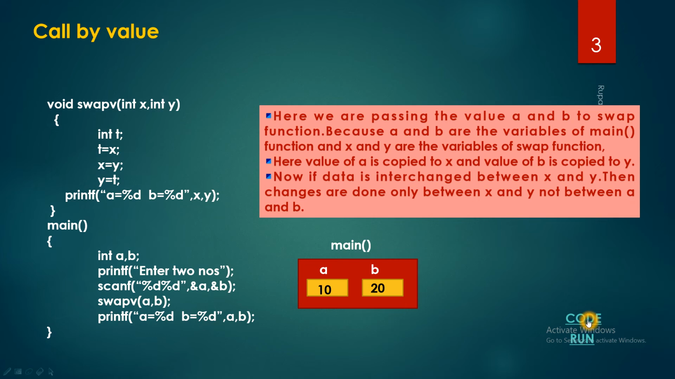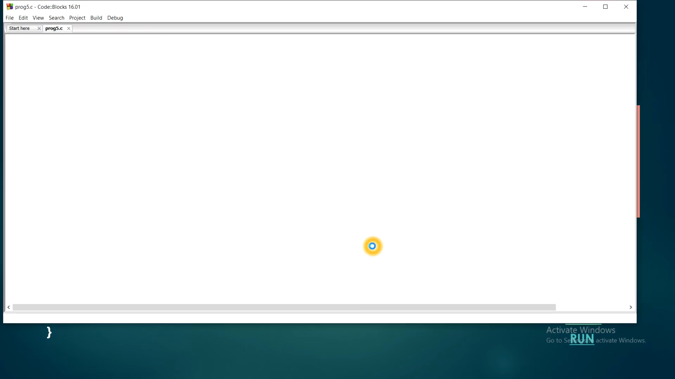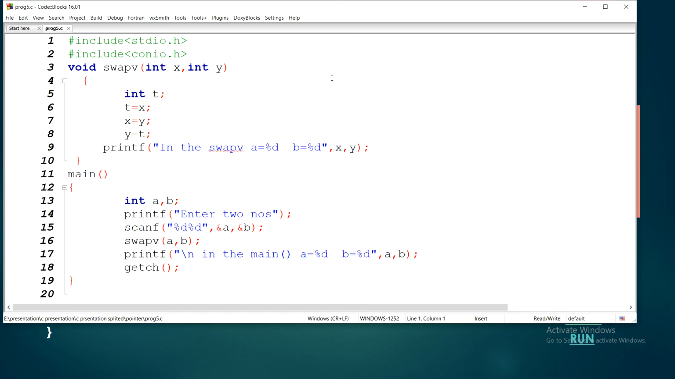So when we run the program, see the code. See, this is our swap function, and in the swap function I am printing the value of x and the value of y. Here the changes occur, but after calling the swap function, when I again print the values of a and b, it will print.